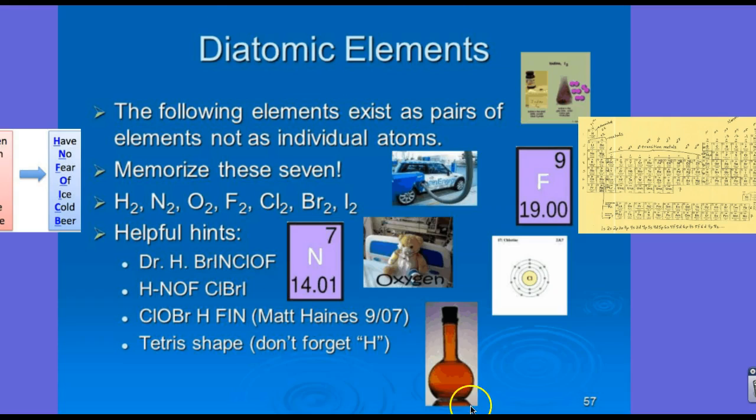Diatomic elements. You just have to memorize these. There are elements that exist as pairs of atoms and not as individual atoms, and they're written like this: the element symbol with a subscript of 2. These are them: H, N, O, F, Cl, Br, I. If you look at them on the periodic table, there's H, and then you do N, O, F, Cl, Br, I. It looks like a 7, but if you count the elements in there, it's not 7 of them. You have to include this one. It looks like a little Nerf gun putting out a dart to grab it. Another way to remember it, you could say, have no fear of ice-cold beer.